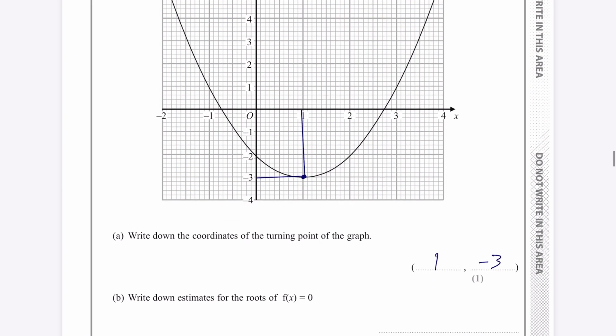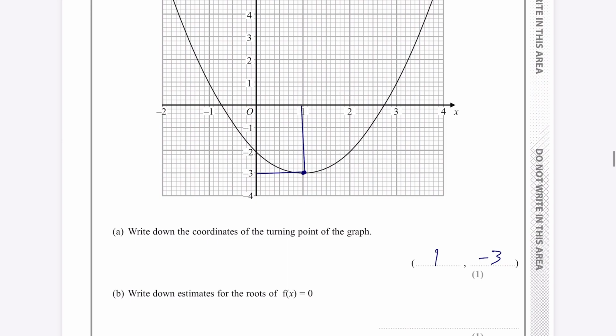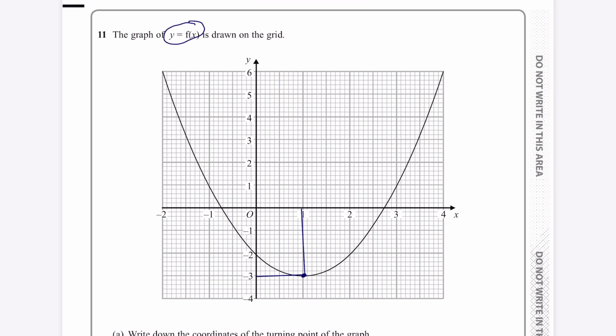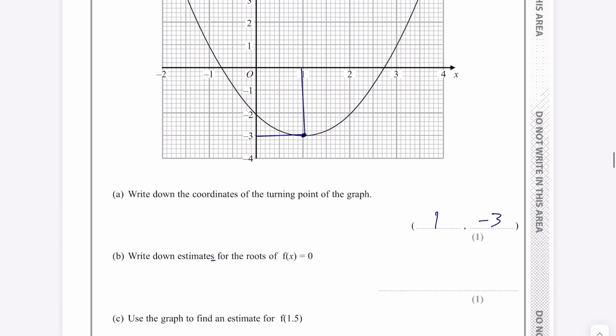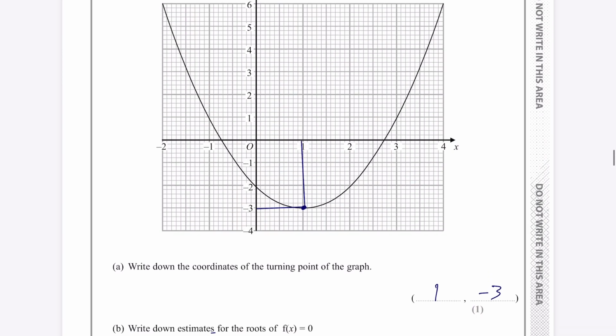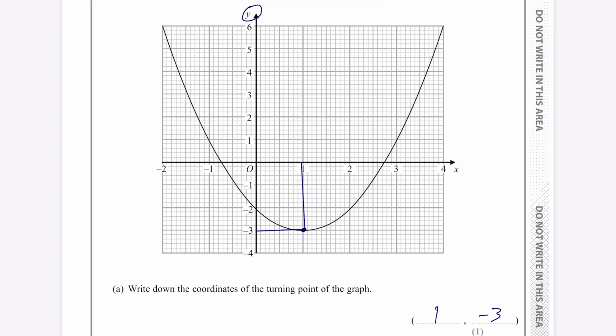Write down the estimates for the roots of y is equal to f of x. So there's 2 hints in this question. One is estimates, so that means there must be 2 answers. And the second one, if you look up here, we have this equation. The graph is y is equal to f of x. We've been told f of x is equal to 0, so that means y is equal to 0. So go on here, find the y-axis, go to 0, which is right there, and now draw a line across. So that means this point here and this point here. So write down the coordinates of those 2 points.